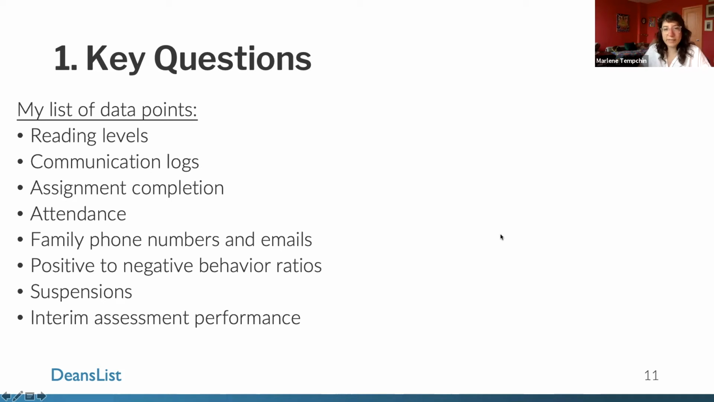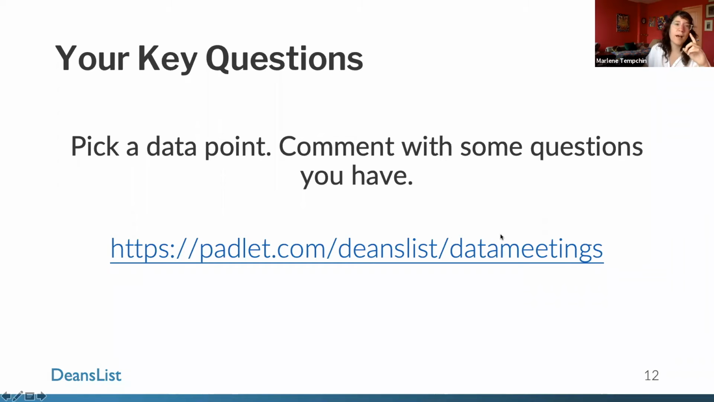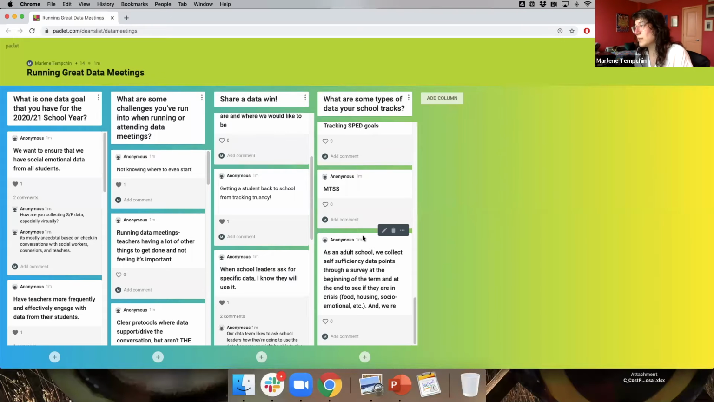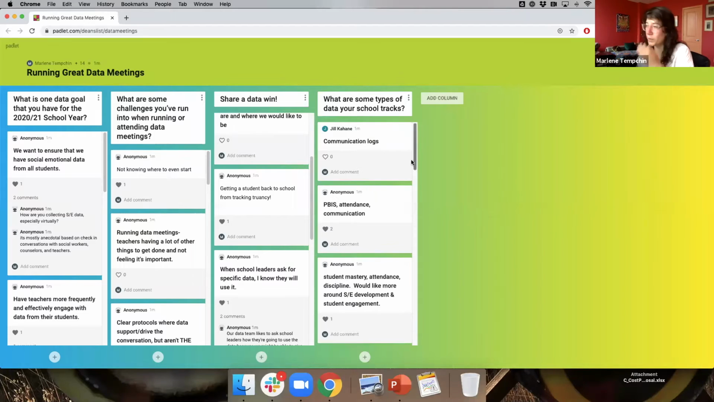So for the next activity, and this is just a little bit different from what we've been doing before, pick a data point that you or someone else listed on the Padlet, and then use the comment feature in that column with some questions that you have about the data. It might be something like, if we're talking about communication, which students don't have a communication logged for a certain period of time?